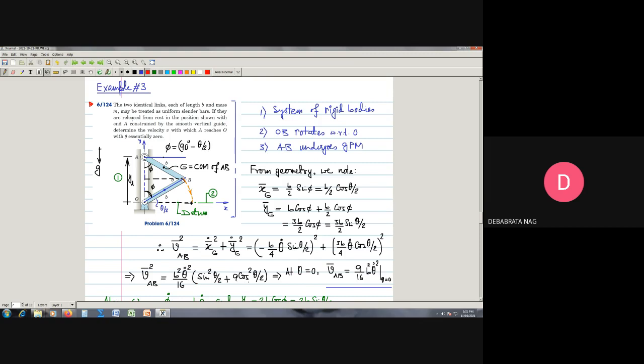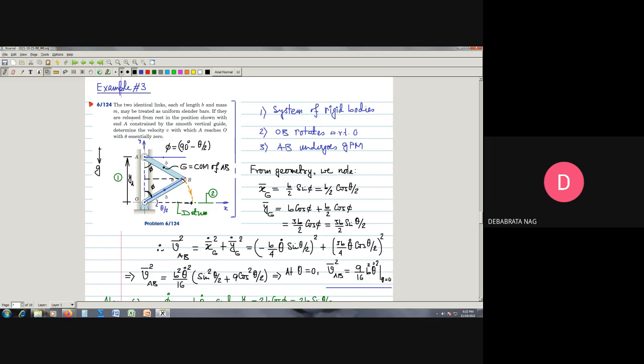By substituting theta equal to 0 in this expression, we see that the square of the velocity of the mass center, V bar AB square, is given by 9 by 16 into b square into theta dot square at theta equal to 0. Right? So that is the velocity of the center of mass of the link AB. We will require this expression, the square of the mass center's velocity, for evaluating its kinetic energy. So that is number one.